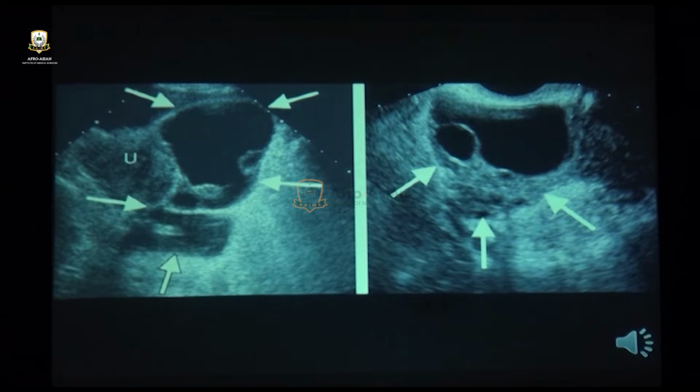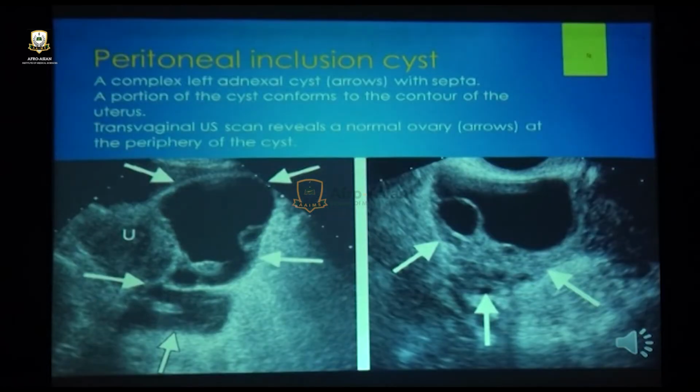In this picture, if you analyze, this is the ovary, and there is an extra ovarian cystic area. These are called peritoneal inclusion cysts. A complex left adnexal cyst with septa. A portion of the cyst conforms to the contour of the uterus. The transvaginal ultrasound scan reveals a normal ovary at the periphery of the cyst. So this cyst tends to surround the pelvic organs, uterus or the ovaries.